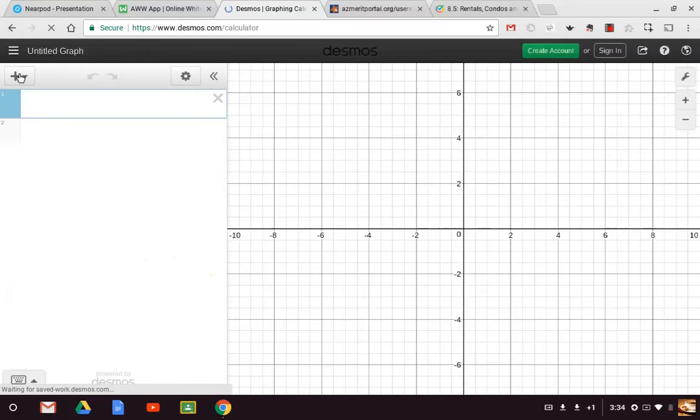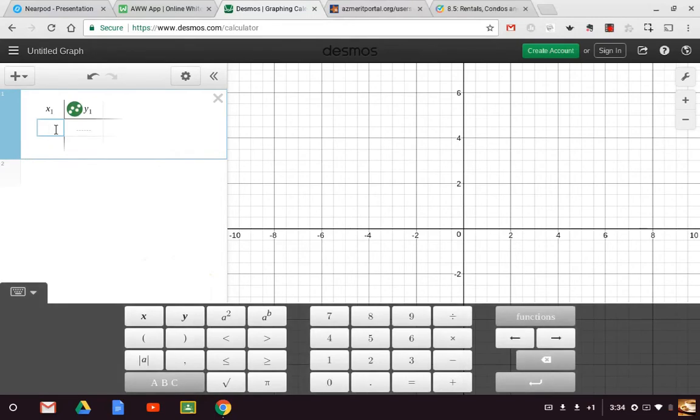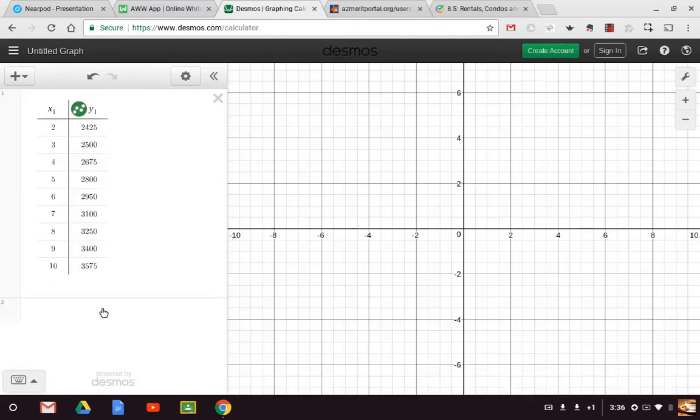To do that, we hit our plus sign and enter in our table. The first value from our table was 2, then 3, and so on. Over on our Y's, the first value was 2,425, and the second value was 2,500. Notice I didn't use any commas. Go ahead and pause the video and enter in your full table. You'll notice that in the table I used 2, 3, 4, 5 instead of 2002, 2003, 2004. This is just to make it simpler for myself.